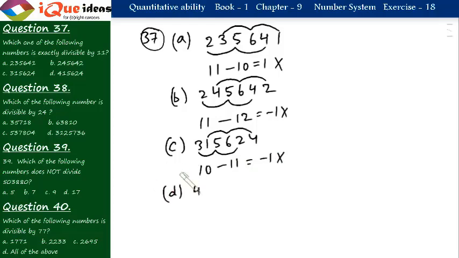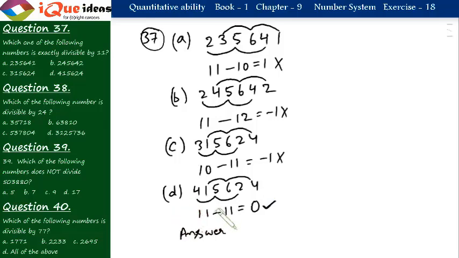D option. 4, 1, 5, 6, 2, 4. 4 plus 5, 9 plus 2, 11. 1 plus 6, 7 plus 4, 11. So 11 minus 11 is 0. So this number is divisible by 11 because the outcome is 0. So the answer of this question is option D. All right.